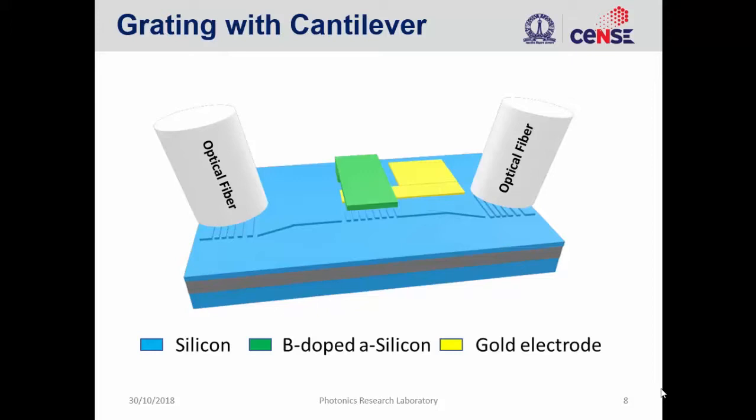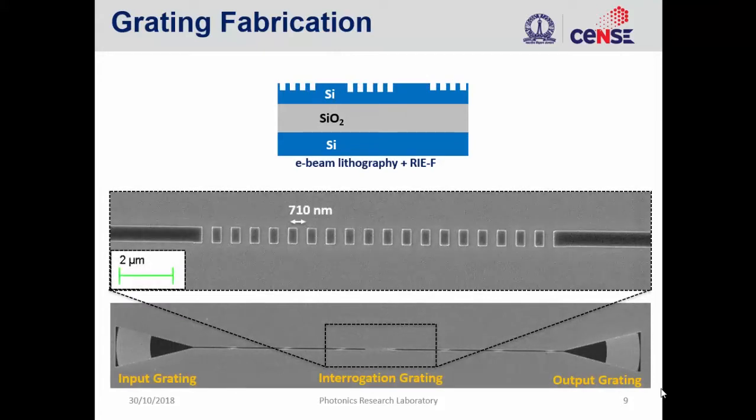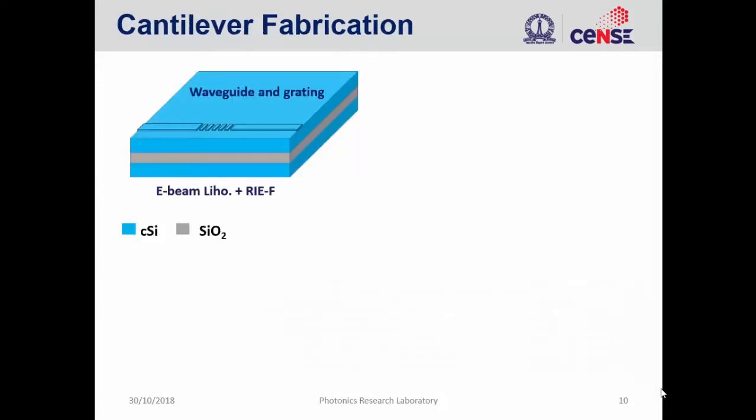In order to do the dynamic measurements, we used this configuration where we have a bottom electrode and a cantilever on top. First we start off the fabrication with the SOI wafer, where we have 220 nanometer silicon, which is the waveguiding layer. We do e-beam to define the waveguides and the gratings in one step, followed by reactive ion etching. This inset shows the interrogation grating.